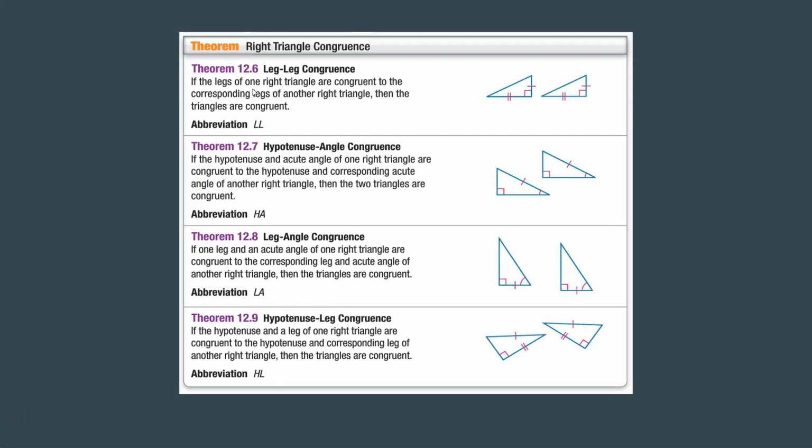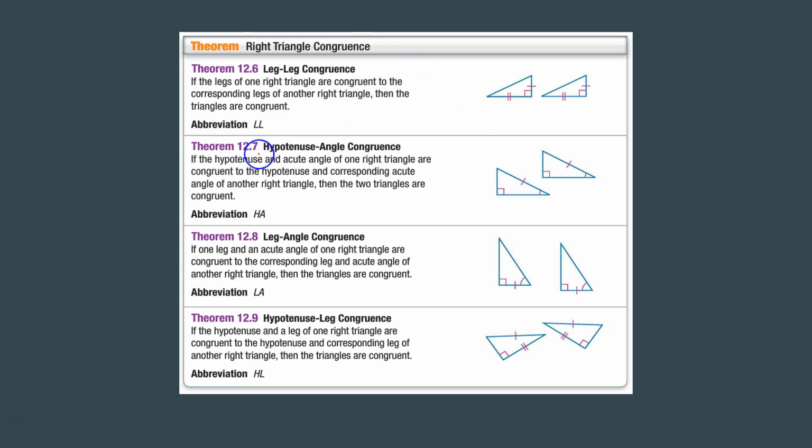Alright, so now you can see we also have right triangle congruency. So we have the leg-leg congruence, which says if the legs of a right triangle are congruent to the corresponding legs of another right triangle, then the triangles are congruent. This is also known as LL. As you can see here, it also looks like side, angle, side, but the only difference is that it's for a right triangle specifically.